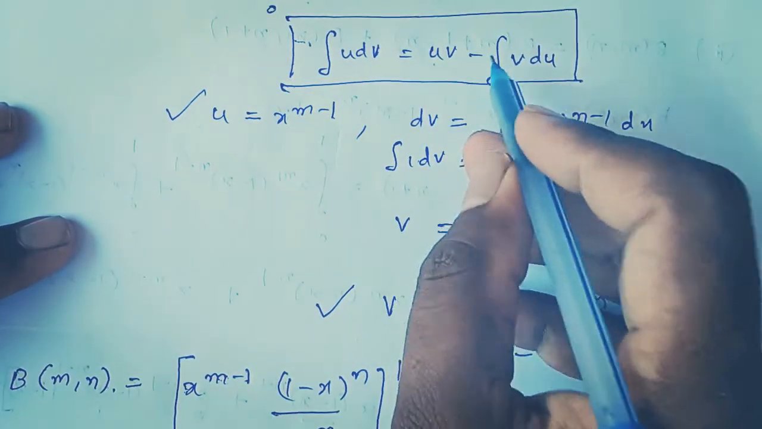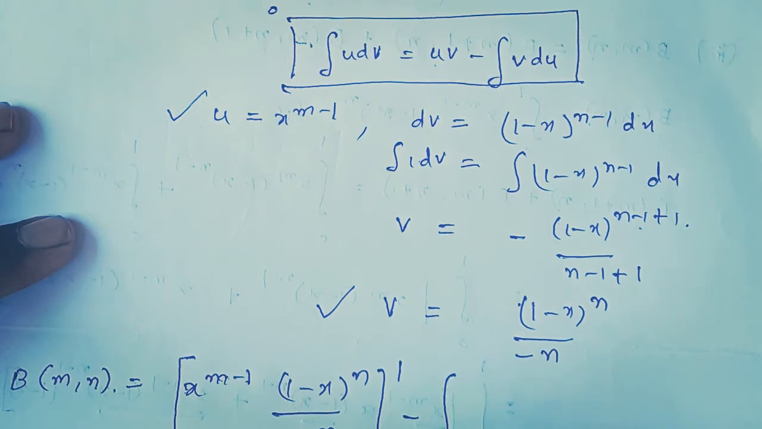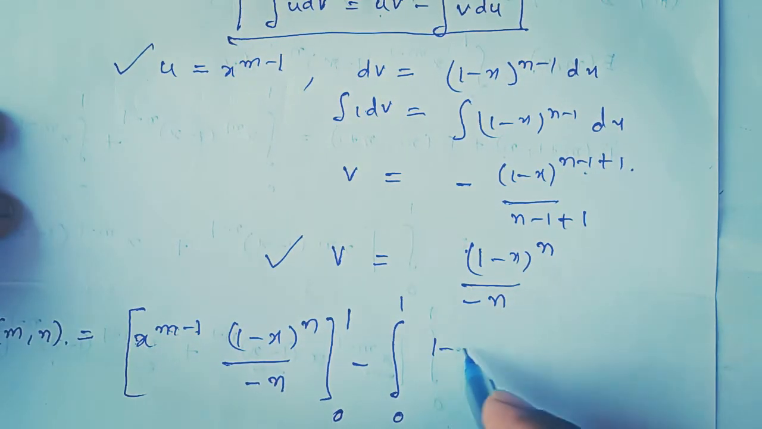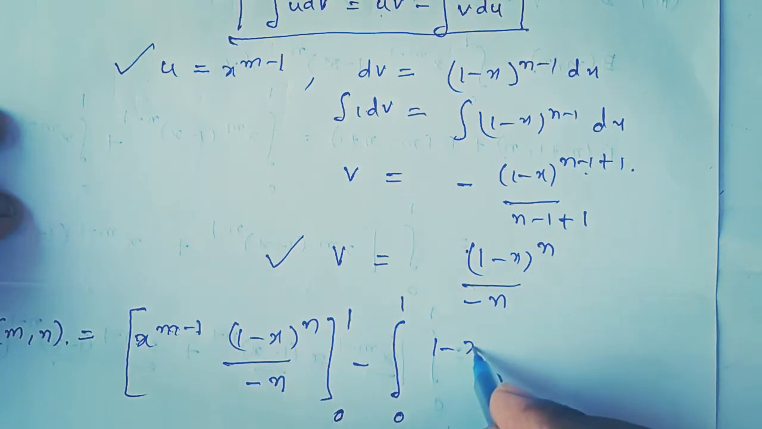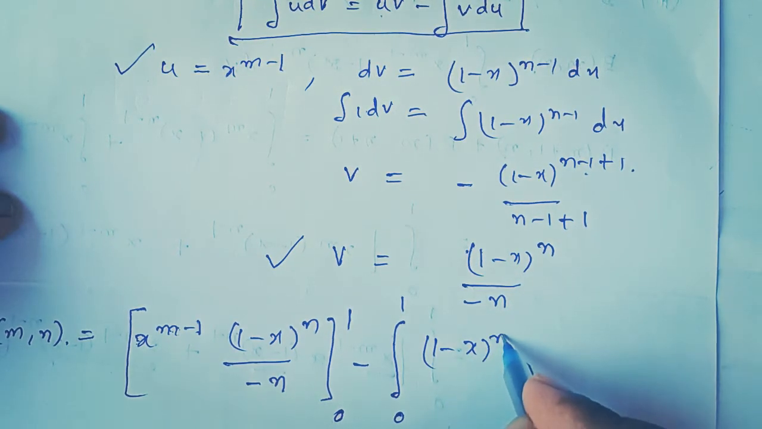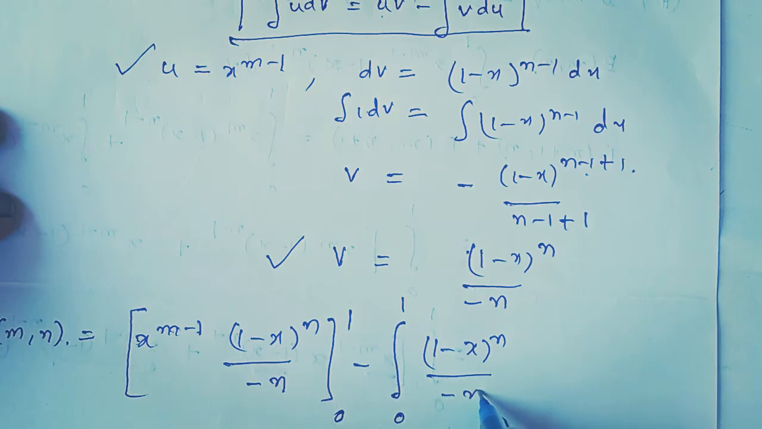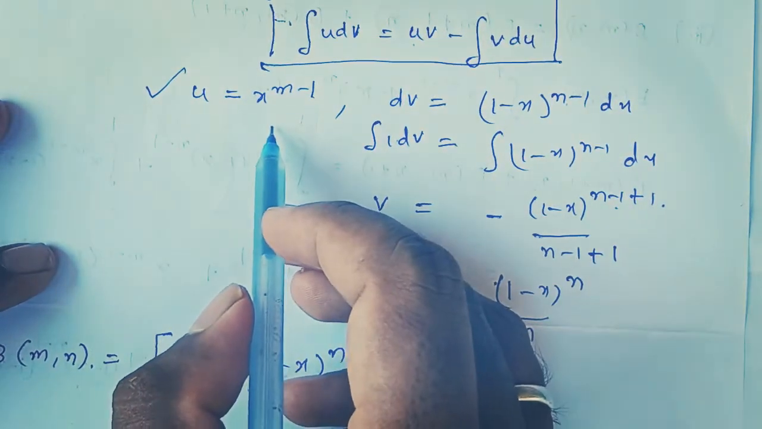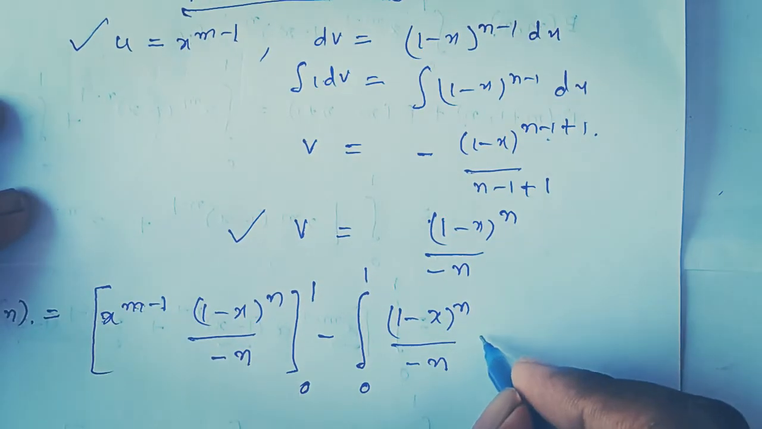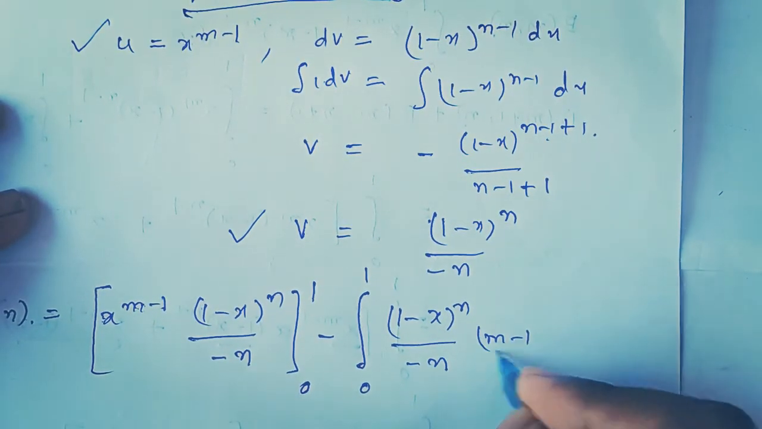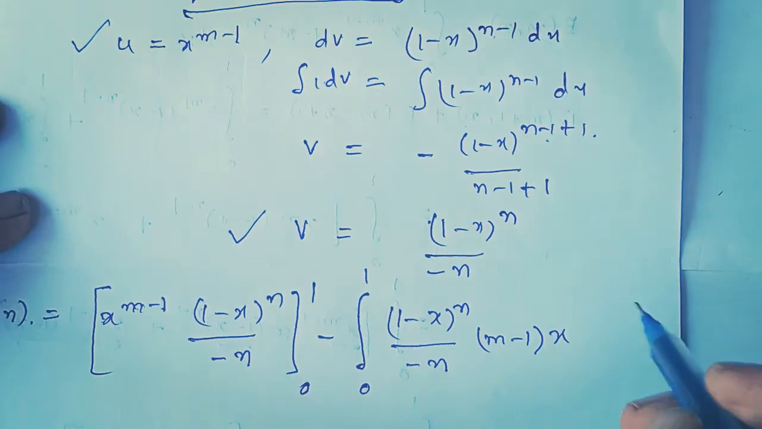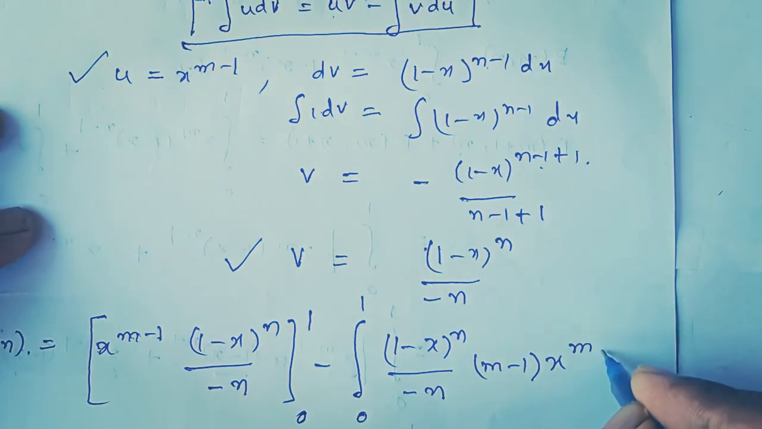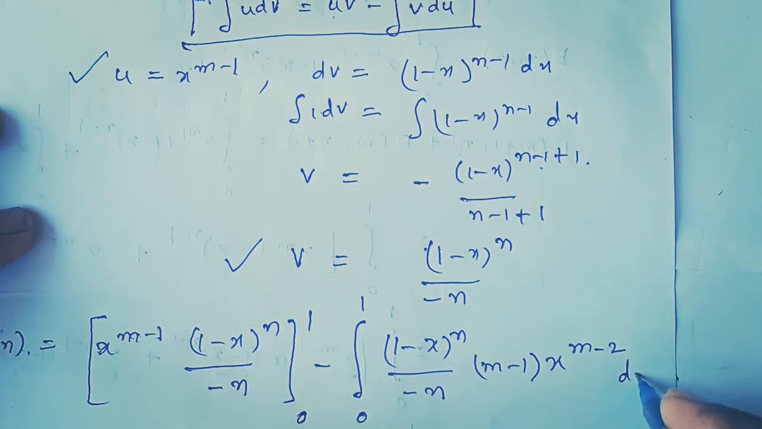Okay, as per the formula, minus integral with the limit 0 to 1 of v du. V means (1 - x^n) / (-n), and the derivative of u is (m-1) x^(m-2) dx.